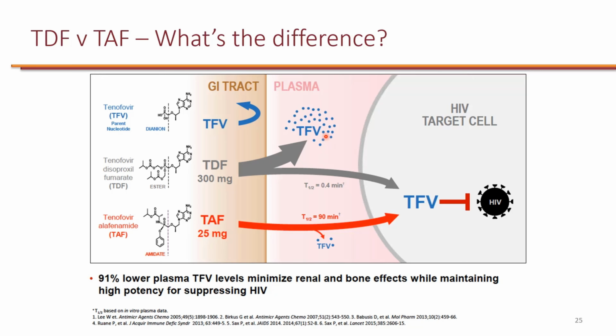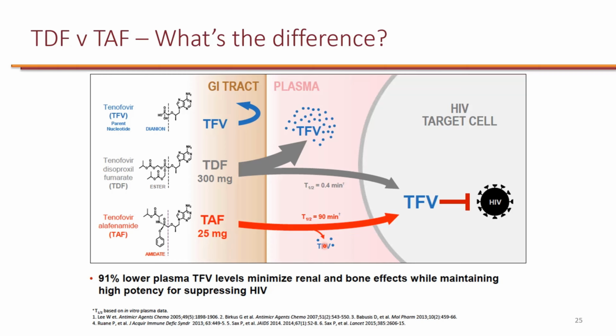So we came up with TAF, which is a different salt form. So it actually absorbs. When you take this orally in the GI tract, it gets absorbed. Now the majority of this goes into the target cell, so you get the same amount in the CD4 where you actually need it, and then a tiny portion of it stays in the blood where it's going to go to the kidneys and the bones and cause some toxicity.